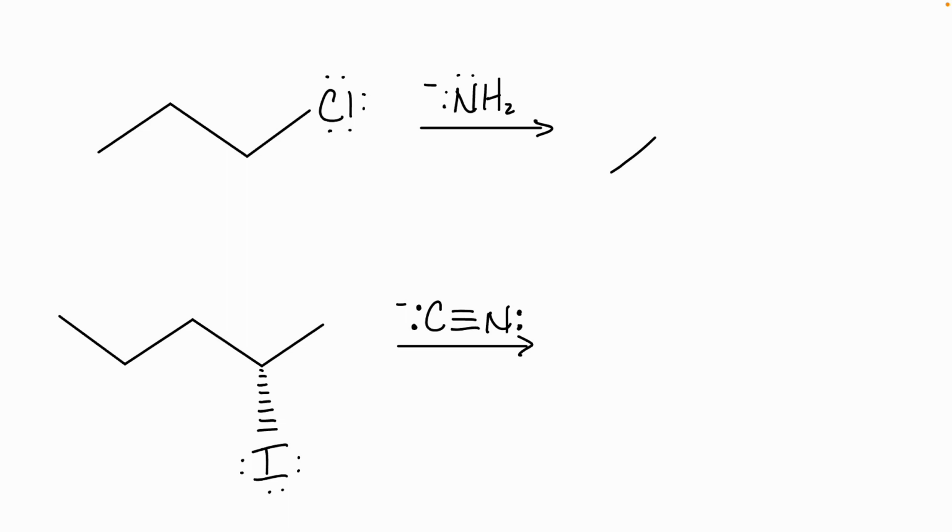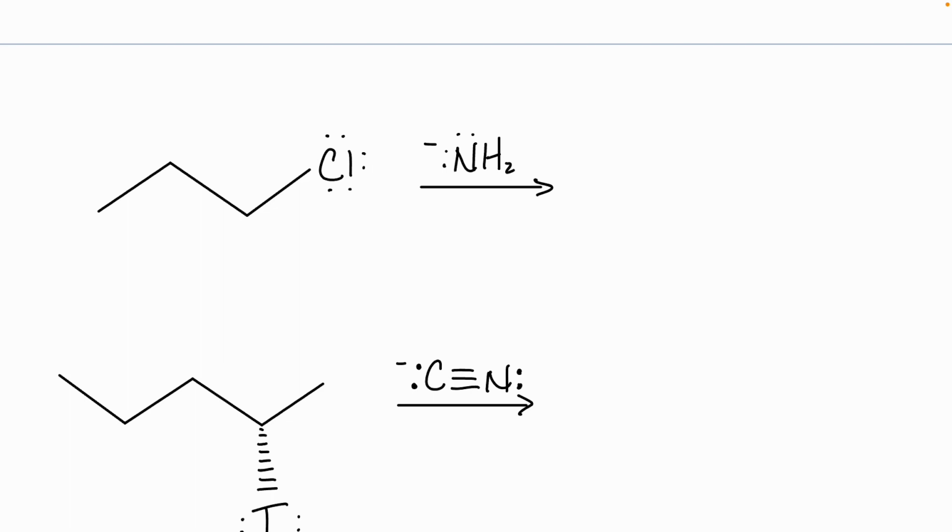So, my first one here, I have this negatively charged nucleophile. What am I looking at here? Primary, secondary, or tertiary alkyl halide? So this one's primary because it's got one carbon neighbor. So then what would be our mechanism here? SN2 or SN1? SN2.